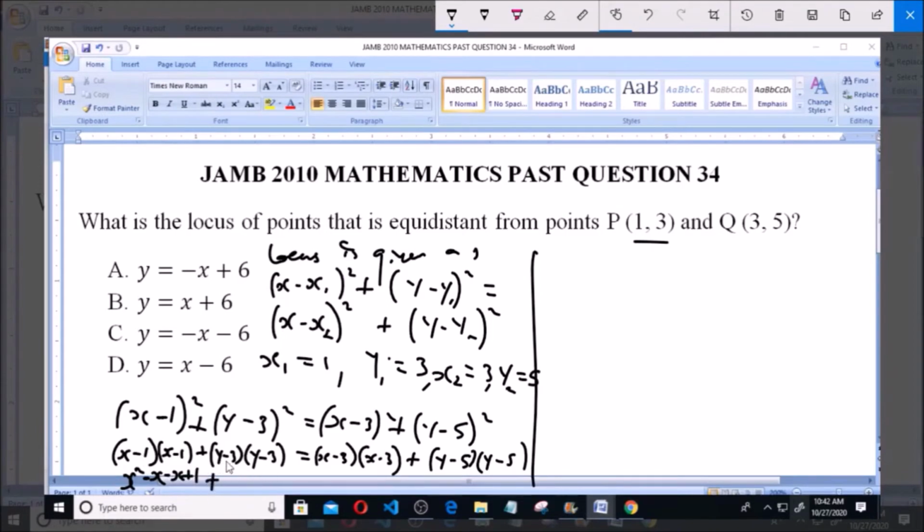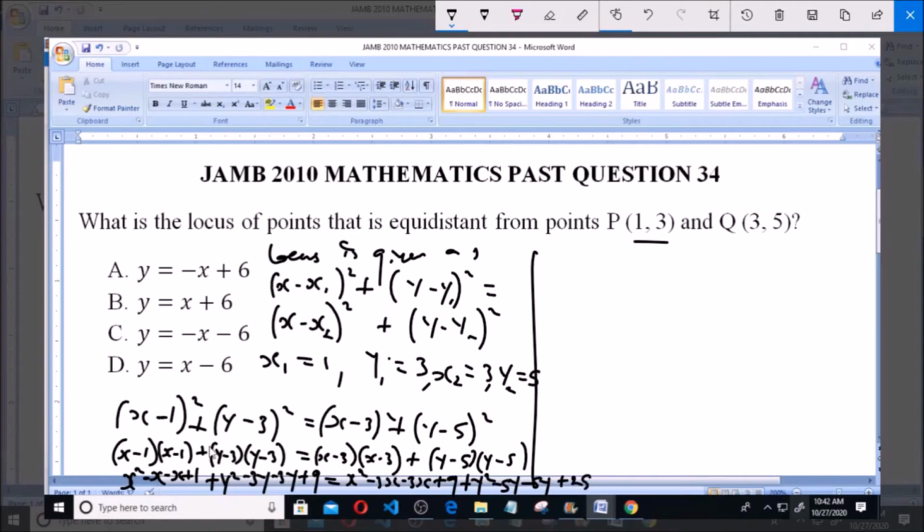Plus, in this bracket, y times y gives us y square, y times minus 3 gives us minus 3y, minus 3 times y gives us minus 3y, and minus 3 times minus 3 gives us plus 9, which is equal to, now here, x times x gives us x square, then x times minus 3 gives us minus 3x, minus 3 times x gives us minus 3x, and minus 3 times minus 3 gives us plus 9, plus y times y gives us y square, y times minus 5 gives us minus 5y, minus 5 times y gives us minus 5y, and minus 5 times minus 5 gives us plus 25.